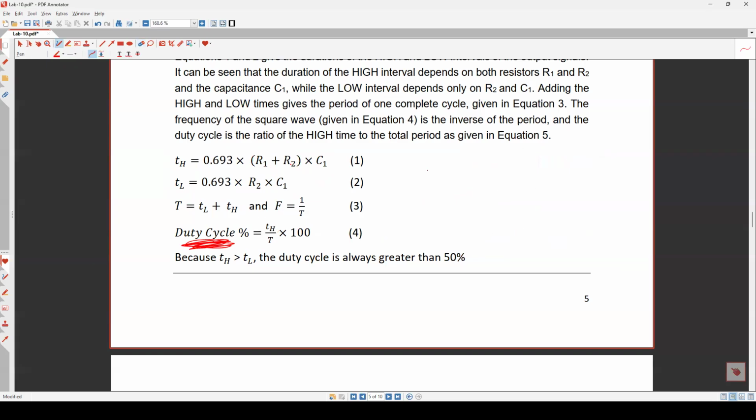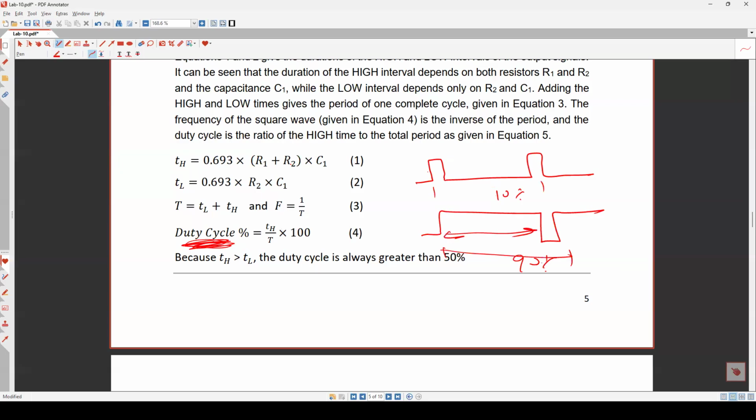For example, if you have something like that, it's only 10%. Why? Because the high is just 10% of the whole period. But if you have something like that, this can be 90% because the high this time is 90% of the total period. That's why we can measure the duty cycle this way.